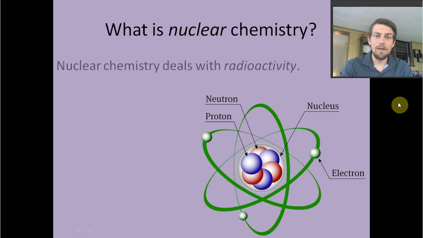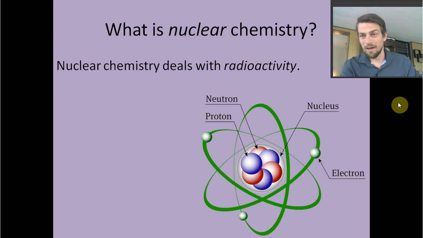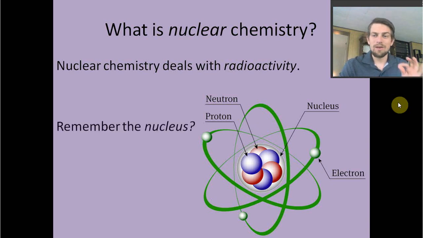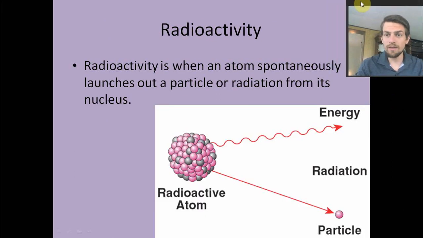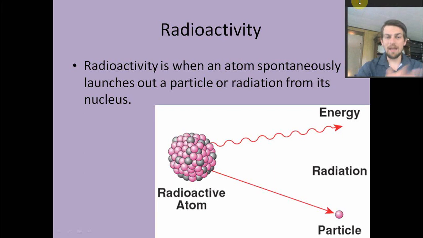So, to give you a very brief summary of what nuclear chemistry is about: radioactivity. That's the big word I'm going to define in a moment. That is a big topic in nuclear chemistry, and it has to do with the nucleus of the atom. So then, what is radioactivity? Radioactivity is when an atom spontaneously launches out a particle or radiation from its nucleus.